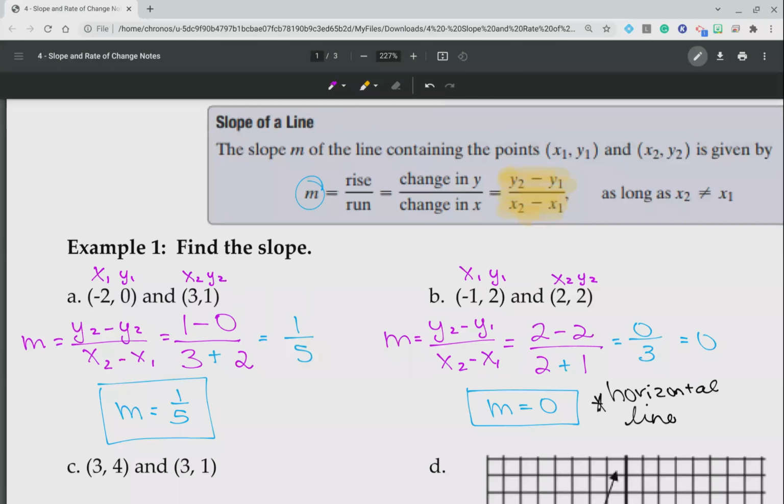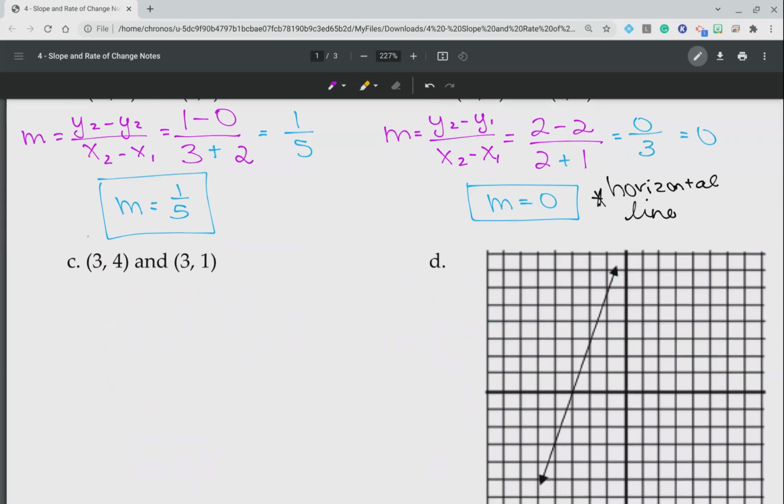Let's practice another one. All right, so x1, y1, x2, y2. And I always just like to write down my formula just to make sure I'm not substituting in my values incorrectly. So y2 is 1, y1 is 4, x2 is 3, and x1 is also 3. All right, so I get 1 minus 4 is negative 3, and I get 3 minus 3 is 0.